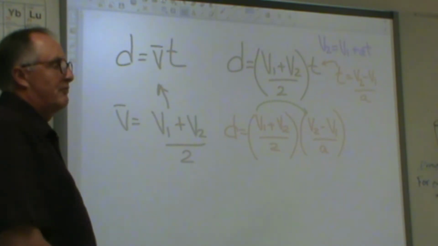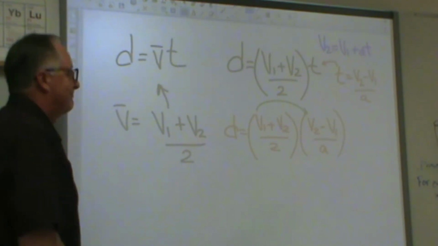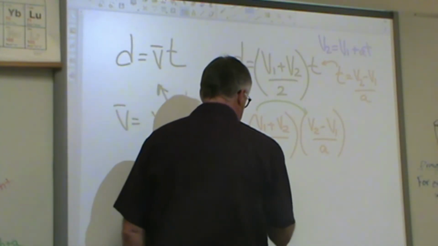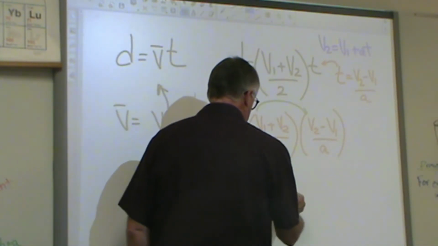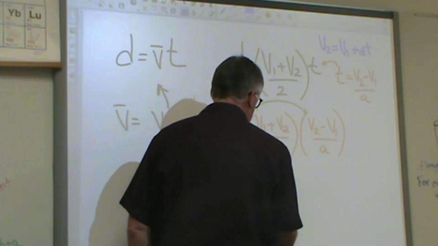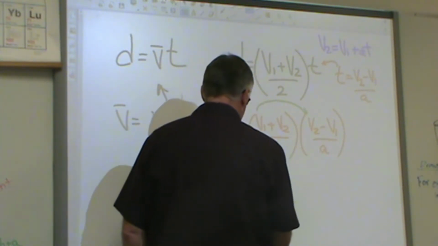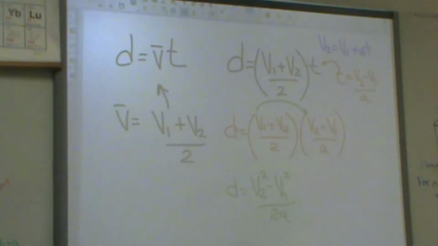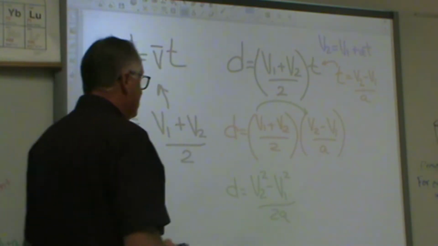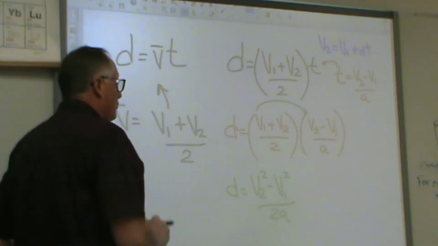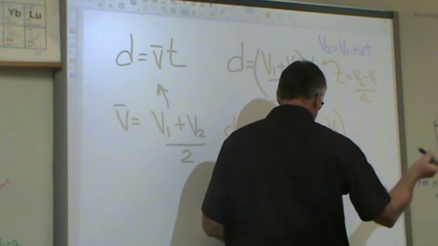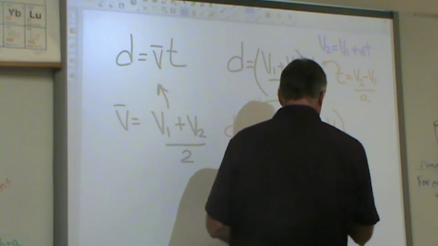Ju Young, what did you get when you put them together? I got V2 squared minus V1 squared over 2a. I concur, and that is a good one. If you want to put that one in your formula list, it will work. This is the same thing Ju Young said, and she did it the way I had it written here.